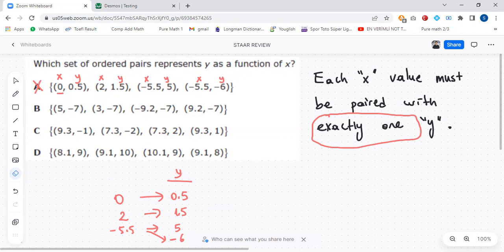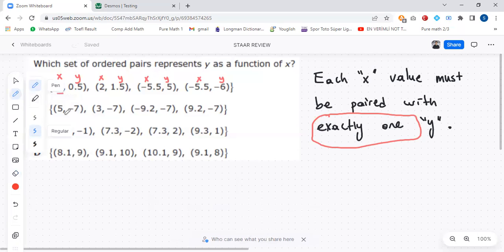Okay, now let's work on B. So let me erase these. So guys, when we have a set of ordered pairs, we can only check the x values. If we see any x value repeated, then it is not a function. If all the x values are different, then it's a function. Because for example, here, negative 5.5 is repeated. So this is not a function.